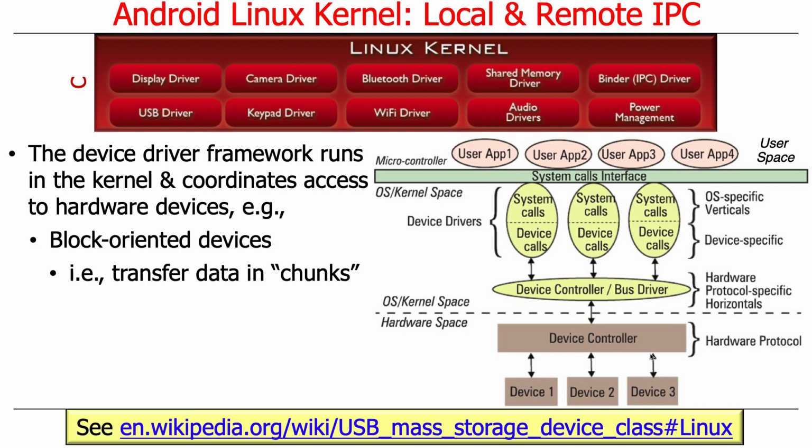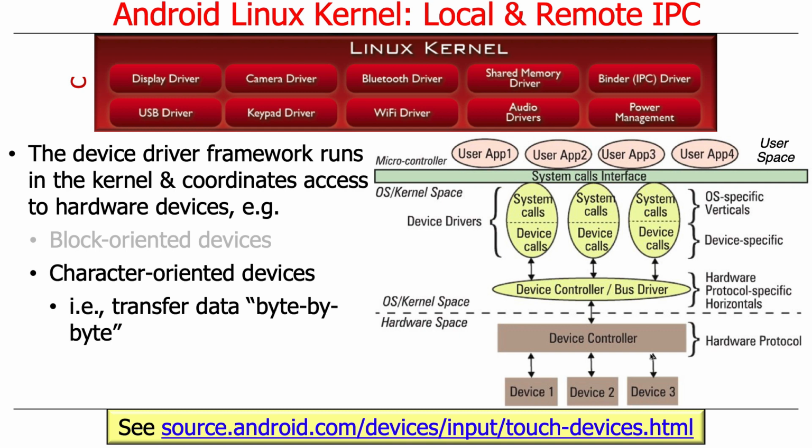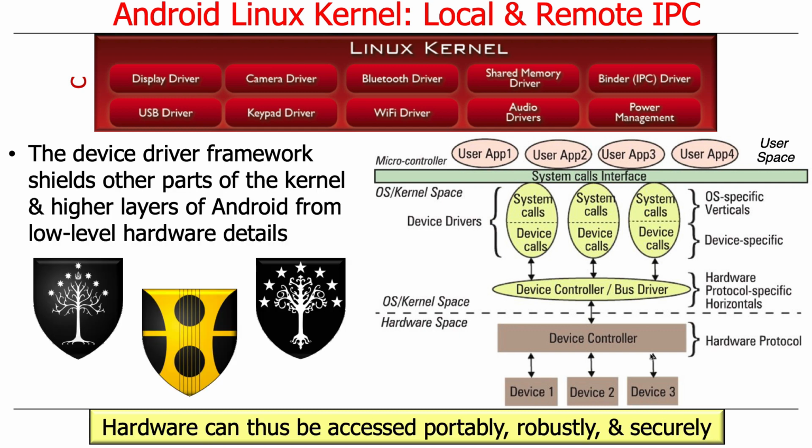They're block-oriented devices that transfer data in chunks. This is typically for things like file access. There's also character-oriented devices that transfer the data sort of in a byte stream or byte by byte. These are typically things like network protocols or other kinds of touch devices. And the whole purpose of having this layer in the kernel is so that you don't have to worry about this stuff, or more importantly, the operating system that lives on top of this device driver framework doesn't have to know or care about low-level details.